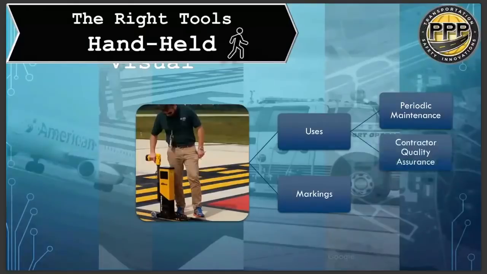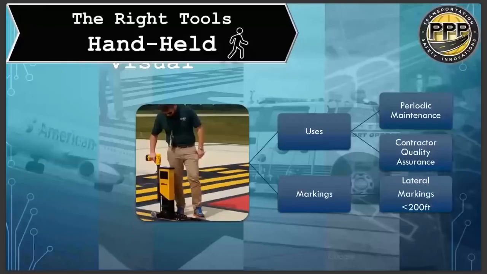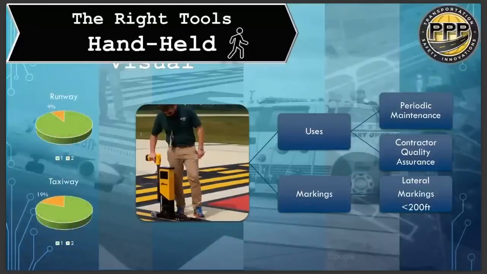Also for contractor quality assurance, this is really important. A lot of times contractors self-certify in some situations. But it gives you a chance to go back out there and say, okay, I knew it didn't look right. Here's the readings, and now it's not just you saying you're not happy with it, and you actually have a number to show them. Also, this is an excellent tool for lateral markings of less than 200 feet. We'll explain that in a moment, but you can do longitudinal markings as well. Again, it just becomes slower, but it is an excellent tool for your smaller markings.